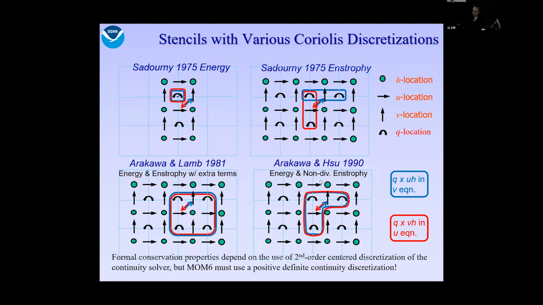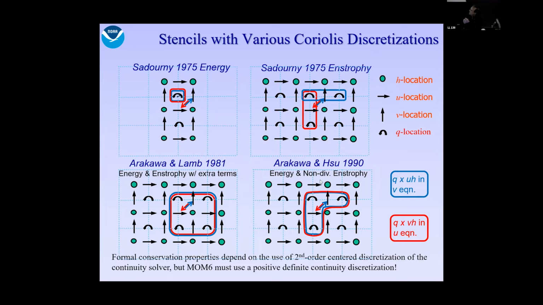So Sadourny's 1975 energy conserving scheme is relatively straightforward. It has a connection taking the same potential vorticity in that corner point and connecting the u and the v points that are adjacent to each other. By contrast, in his entropy conserving scheme, you have a different stencil for the influence of u on v from the influence of v on u. This is why it doesn't conserve energy. You don't have equal and opposite terms appearing in the two momentum equations.